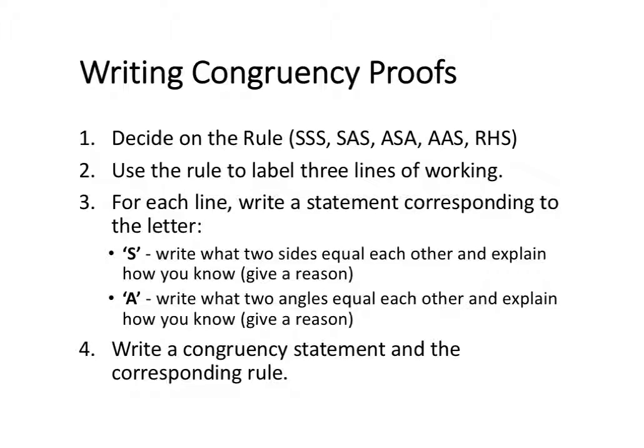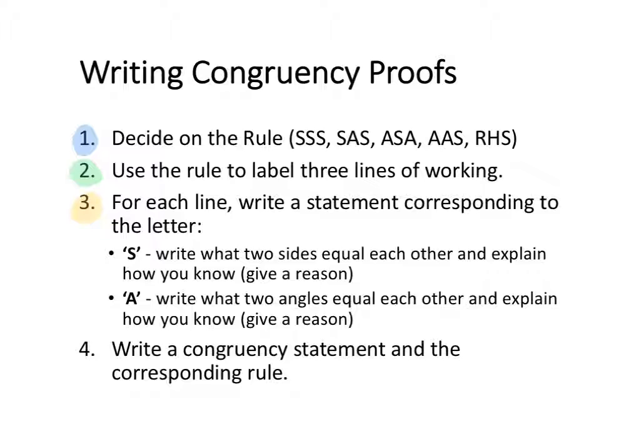The first step is going to be decide on the rule. So whether it's side, side, side, side, angle, angle, angle, angle, side, or right angle, hypotenuse, and side. Once you decide on the rule, use those 3 letters from the rule to label the 3 lines of working out that is required. Once you've got your 3 lines, write a statement corresponding to each letter.